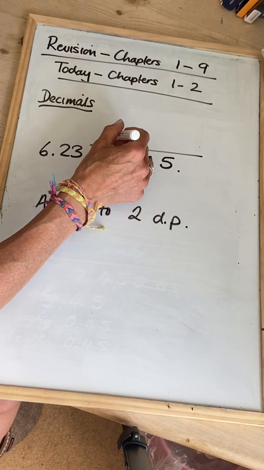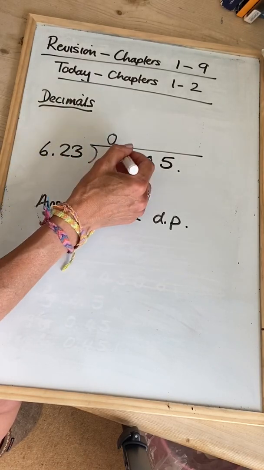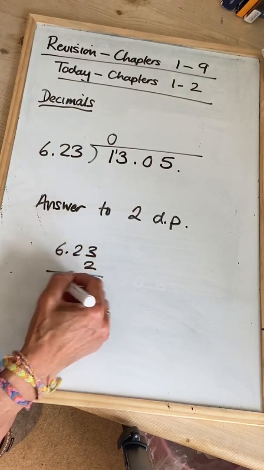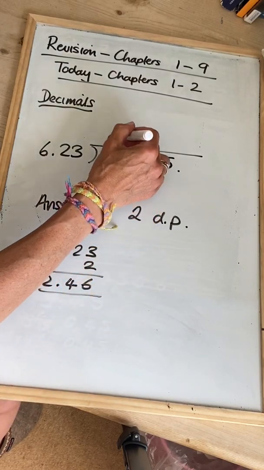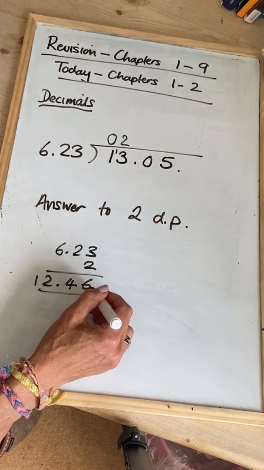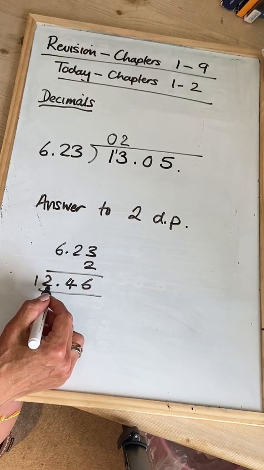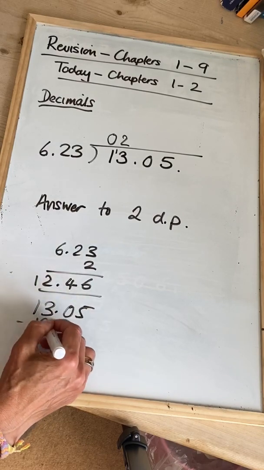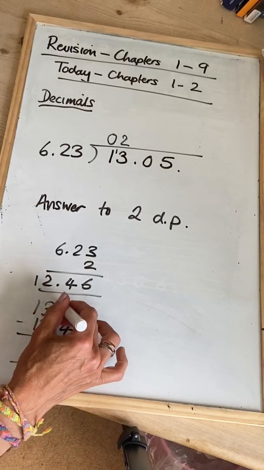So I know it doesn't go into 1. 6.23 does go into 13. So 6.23 times 2 is going to be 6, 4, 12.46. 12.46, so that goes in twice. 12.46, that's going to give me, so I'm going to do 13.05 minus 12.46. I think that's going to give me, let me just do my little calculation.